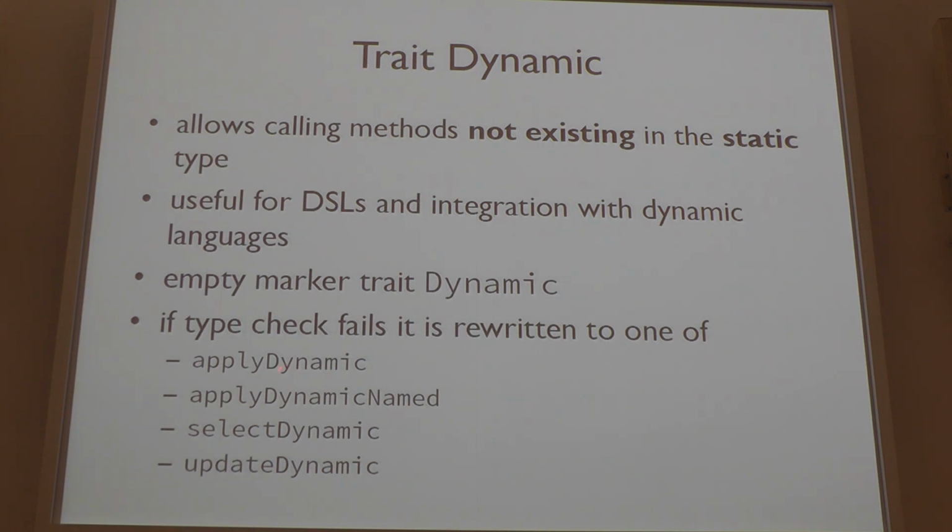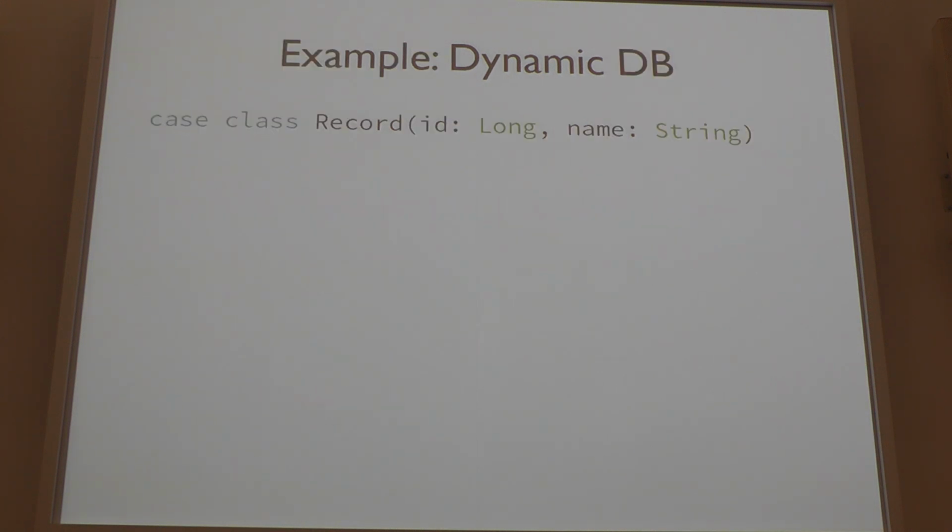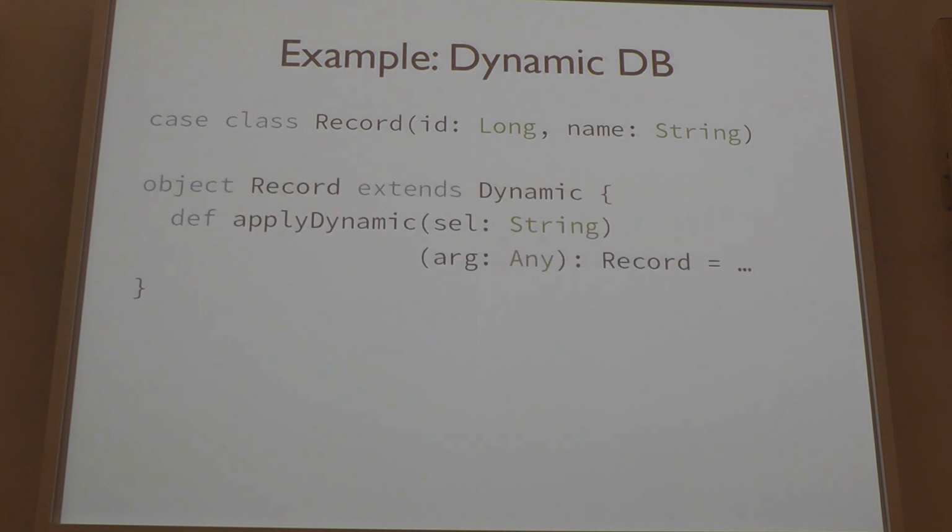And if it finds one of these that will allow it to type check the whole thing, it will use it. Example: imagine you have a case class Record that represents one row in your database, and it consists of ID and name. It's not very important. Then you have an object Record, a companion object, that extends Dynamic, and it implements the applyDynamic method that has this signature.